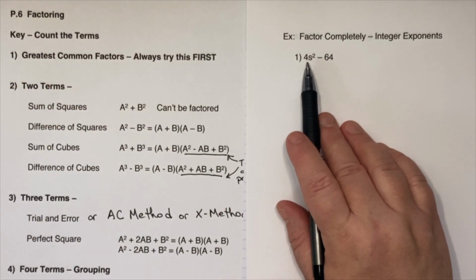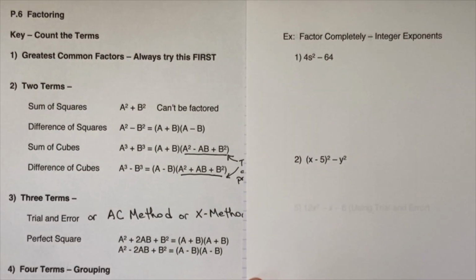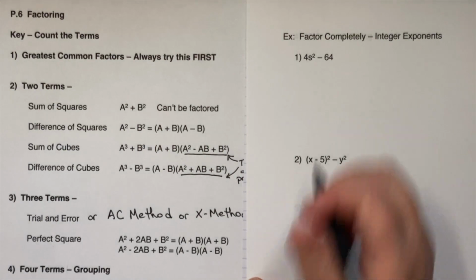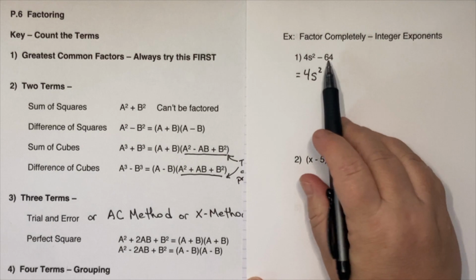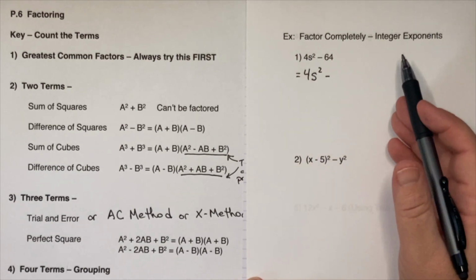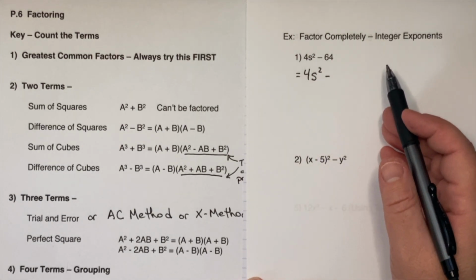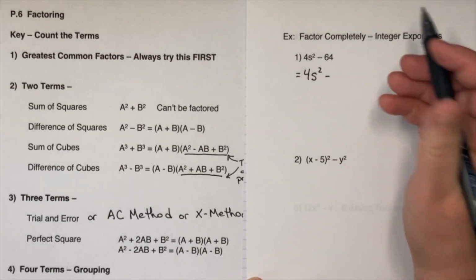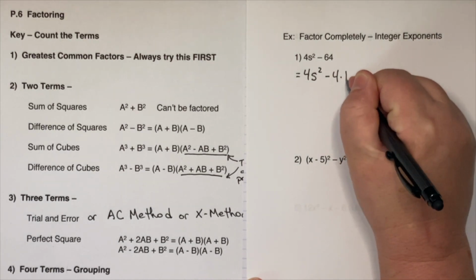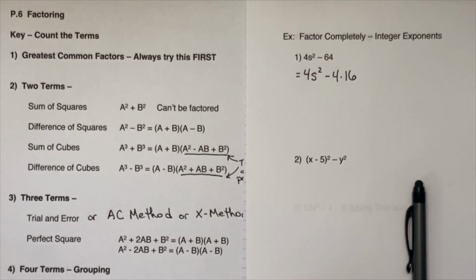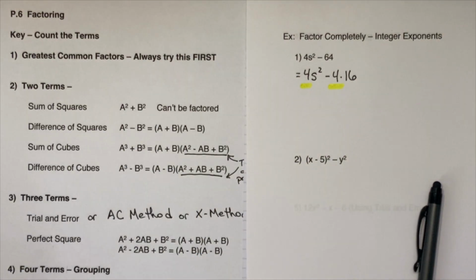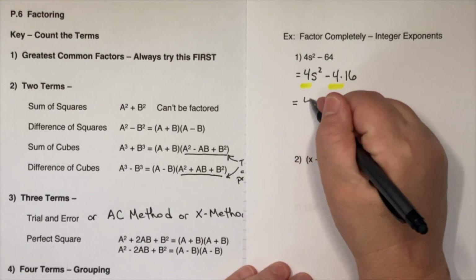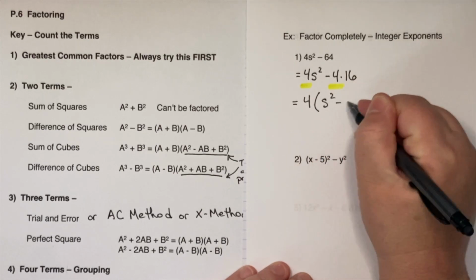So is there a number that goes into 4 and 64? And the answer is yes. 4 goes into both of them. This is 4s squared minus, and you may need to use a calculator or just be practicing your times tables or your exponents, your powers. But this is going to be 4 times 16. Because we see that there's a 4 in each of them, we can factor that out and get 4 times the quantity s squared minus 16.